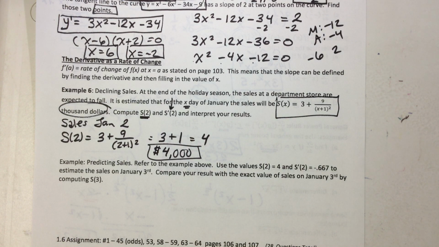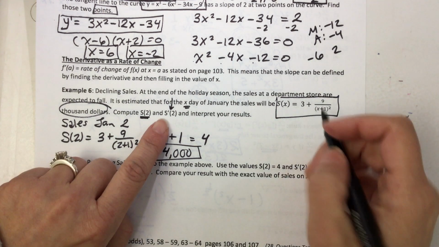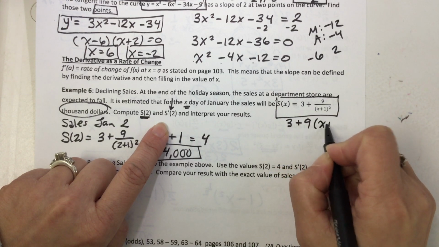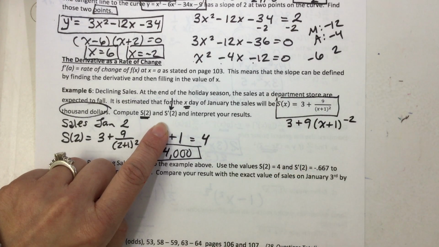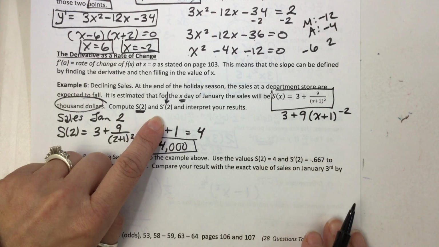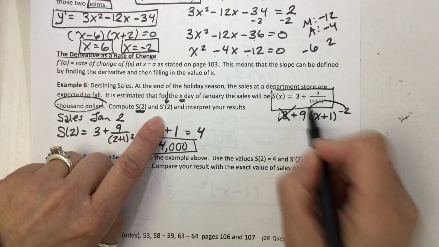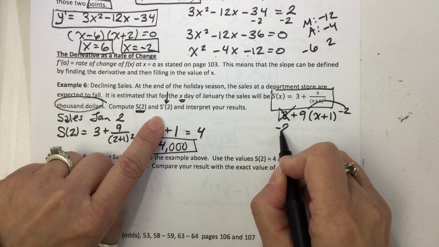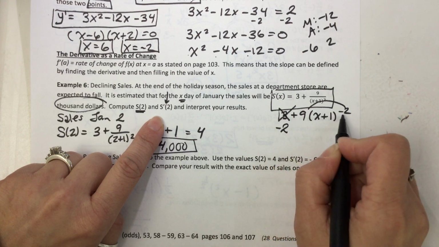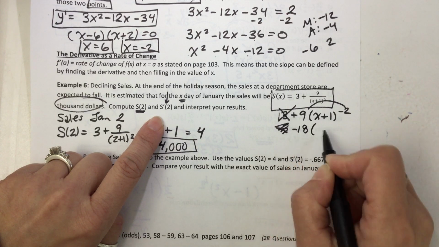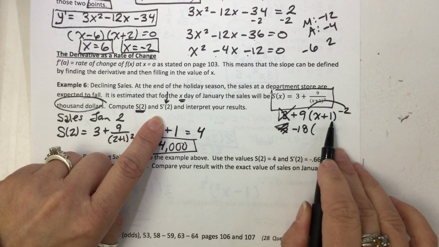Now, if you want to find the rate of change, meaning are the sales dropping, meaning you have a negative slope, or are the sales increasing, and at what rate, you have to find the derivative. So this is 3 plus 9 times x plus 1 to the negative power of 2. I need to find the derivative of this. Well, the derivative of a 3 is 0. Bring out that negative 2. So negative 2 times 9 is negative 18. This is the general power rule.